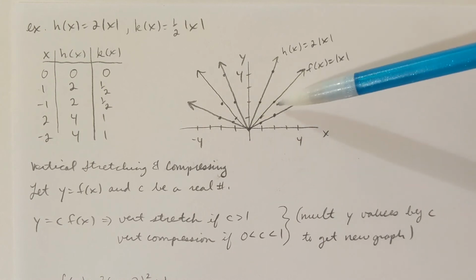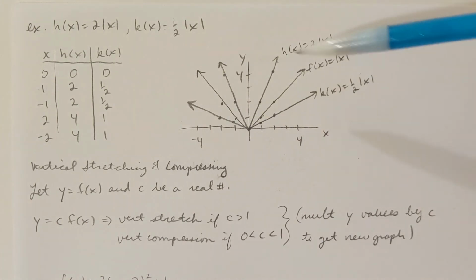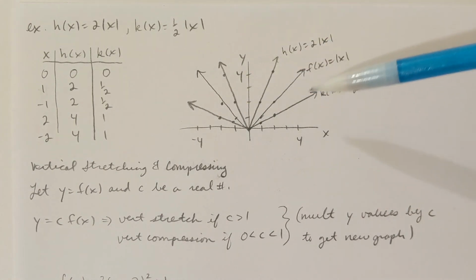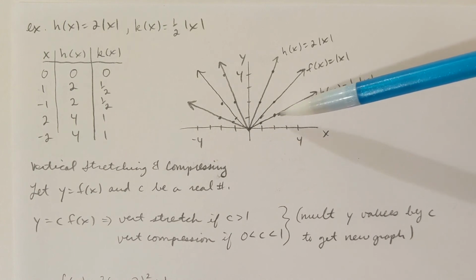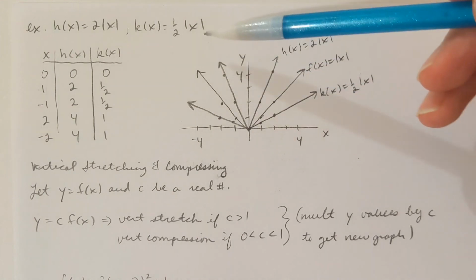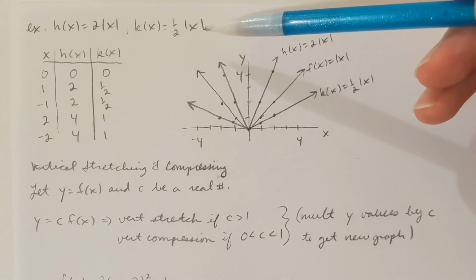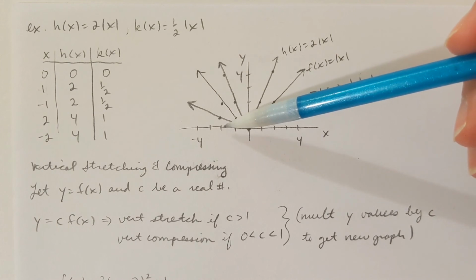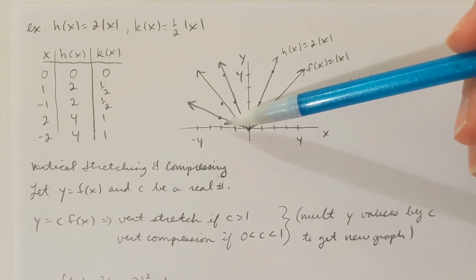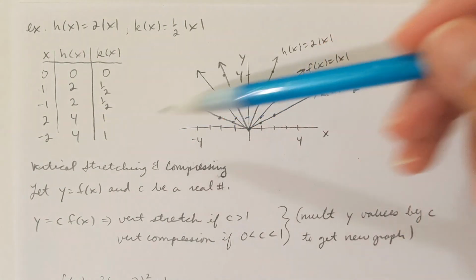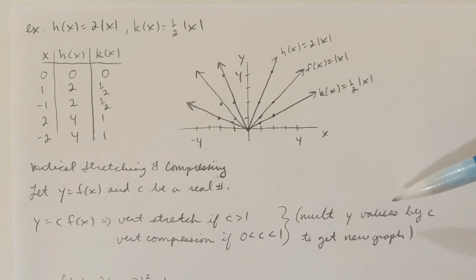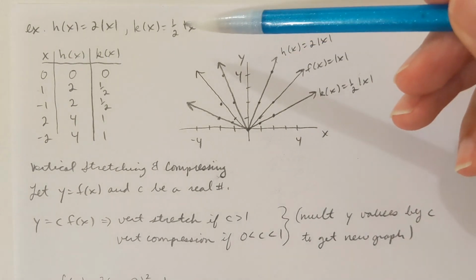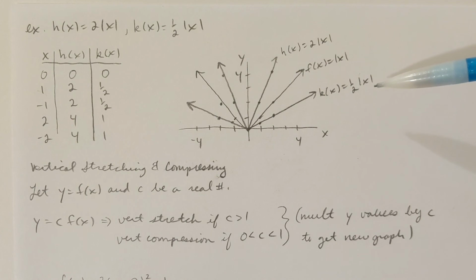If x is 2, then 2, 2 goes to 2, 1, and that brings me to this point. And if x is -2, then -2, 1 is on the graph. So I end up basically multiplying all the y values by this number c to get the new graph.